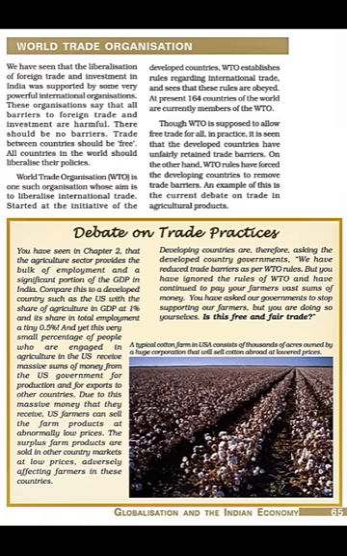So the developing countries are therefore asking the developed country governments that we have reduced our trade barriers according to WTO rules, but you have ignored the rules of WTO, and you have continued to pay your farmers huge sums of money. And you have asked our government to stop supporting our farmers, but you are doing so yourself. So is this free or fair trade? So this is a debate which is going on in the trade practices and WTO, since they are being set up by the developed countries, so they will help the developed countries only.